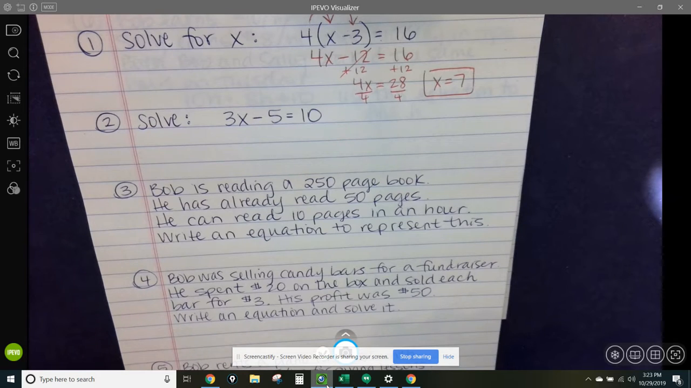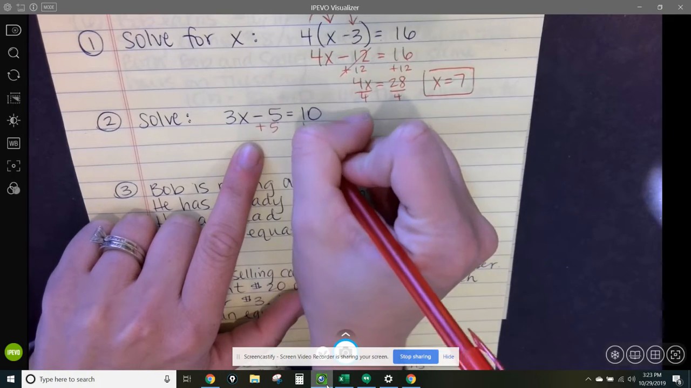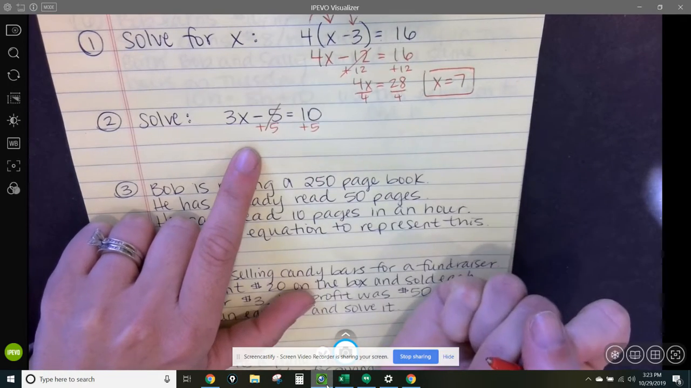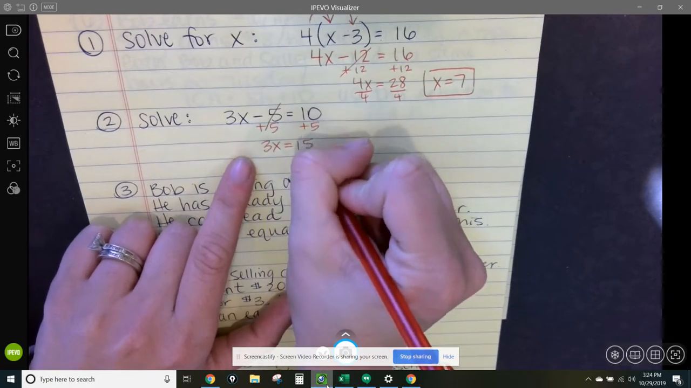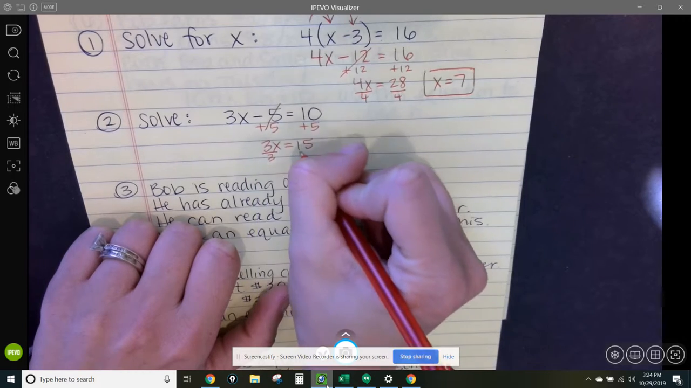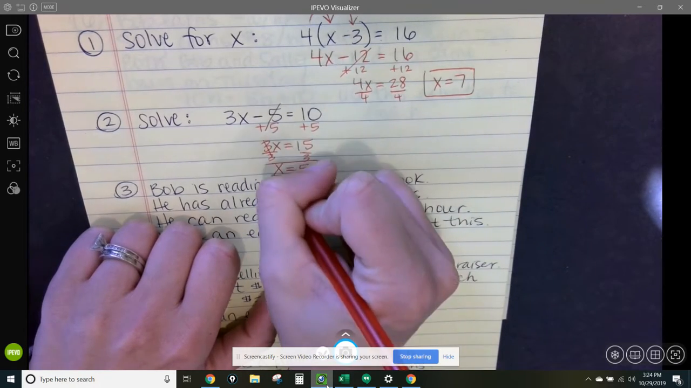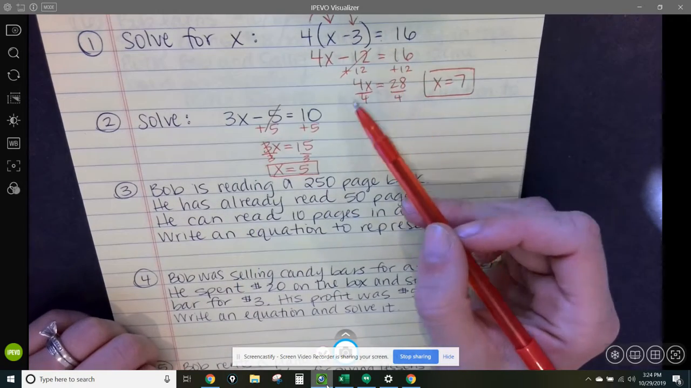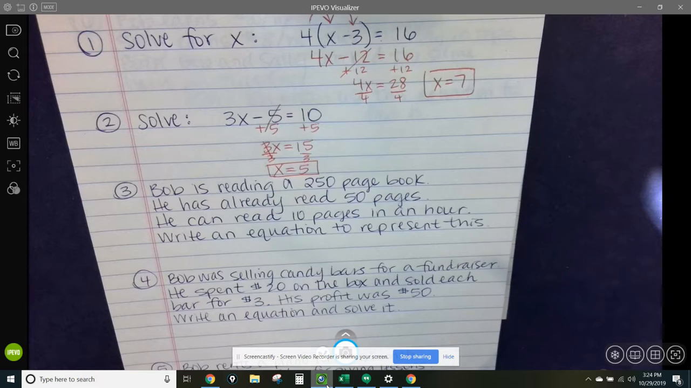Number 2, another solving problem. So I'm going to do my addition or subtraction first. So I'm going to add 5 to both sides. So I'm left with 3x equals 15. And now I'm going to divide by 3 on both sides. So I get x equals 5. I would highly suggest you do the steps and write them down. Don't try to do it all in your head. That's where people make mistakes.